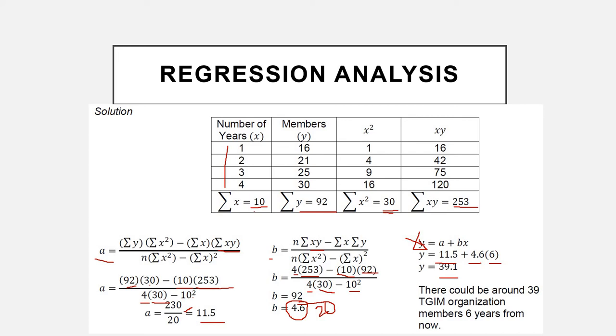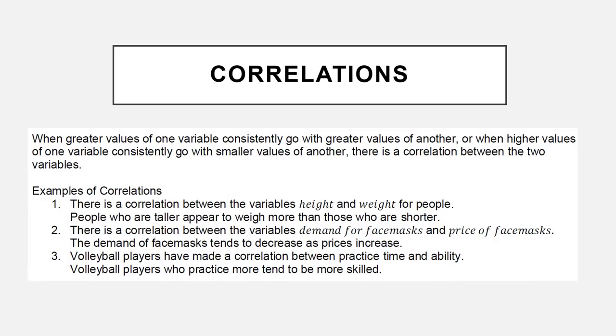There will be just an increase of 9 people from here. Okay, so this will be for the example. So for the correlation, it's just reflected in your module. When greater values of one variable consistently go with greater values of another, or when higher values of one variable consistently go with smaller values of another, there is a correlation between the two variables. So we have to take note that they go hand in hand. One value goes with another value.